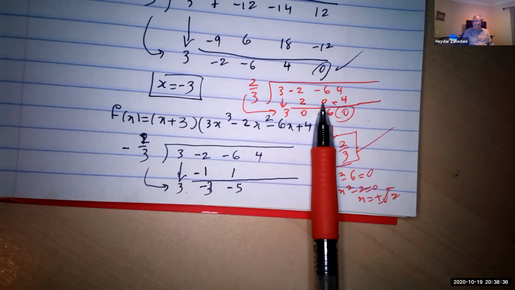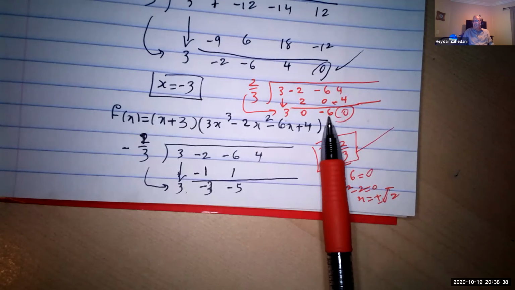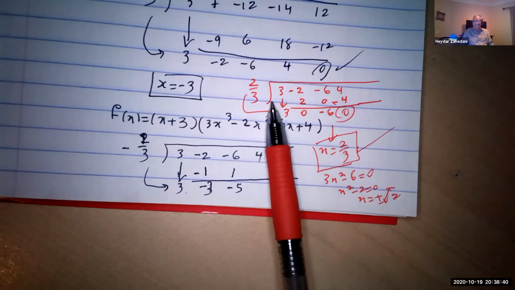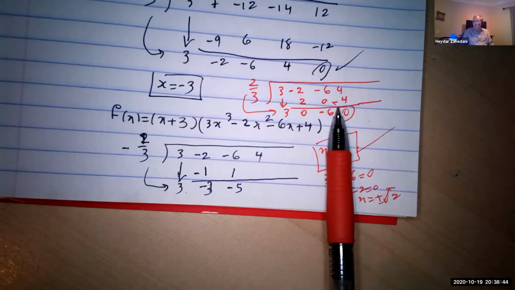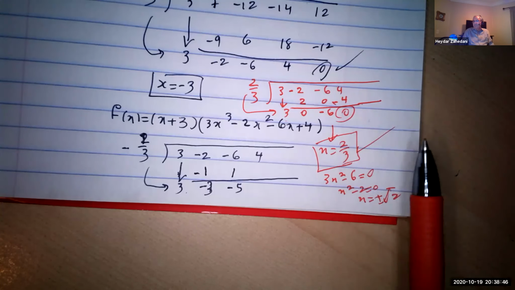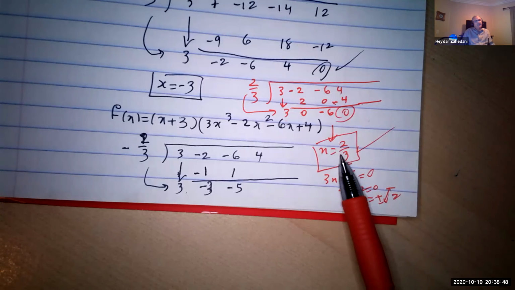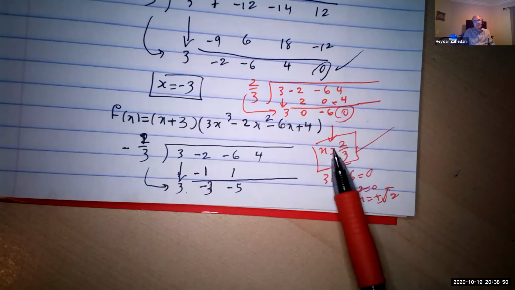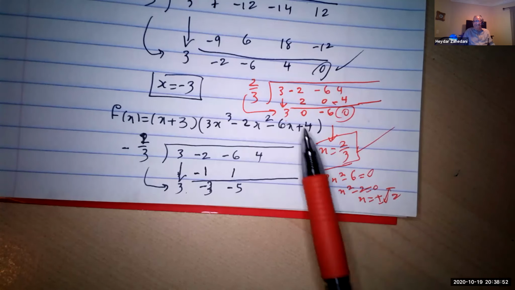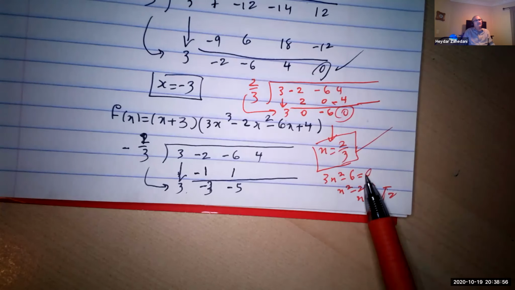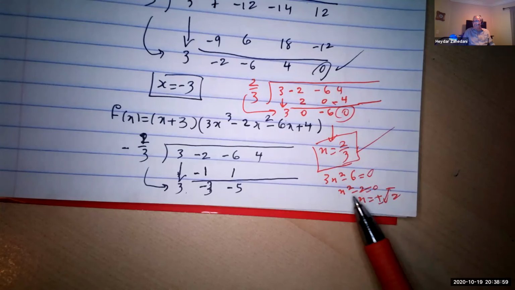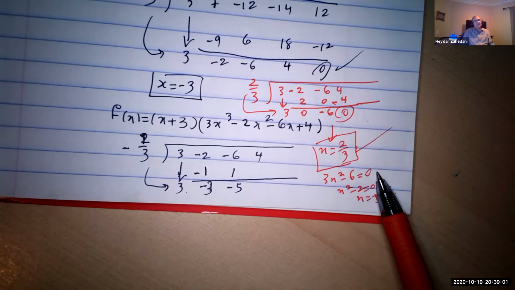2/3 times 0 would be 0. 0 and -6 would be -6. And 2/3 times -6 would be -12 over 3, which is -4, so that makes it 0. So x equal to 2/3 is going to be the second solution that we've been looking for. And the leftover is going to be 3x squared minus 6 equal to 0.